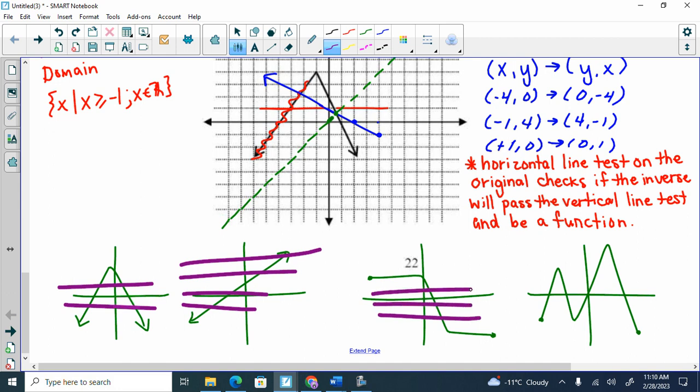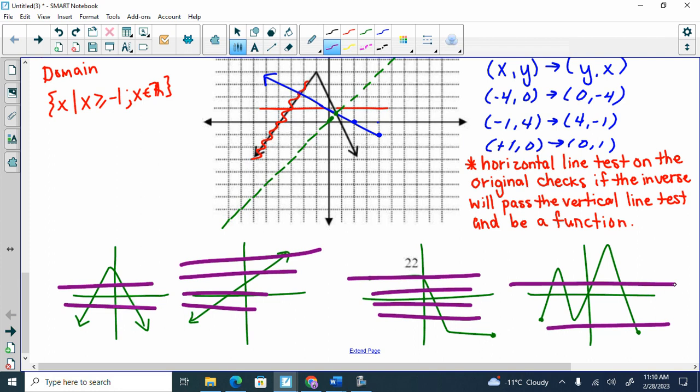Is that true? Is the inverse a function? Did I check everywhere? What about here? Fails. It crosses in a whole bunch of spots. It's a horizontal line. So this inverse is not a function. And then this one? It passes. We're good. It's not the goal to find where it passes. It's the goal to find out if it doesn't pass somewhere. And right away, fails miserably.